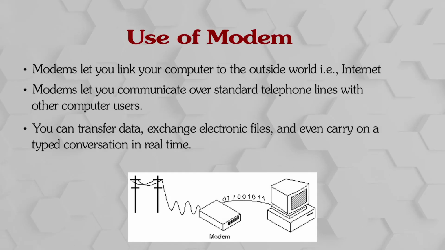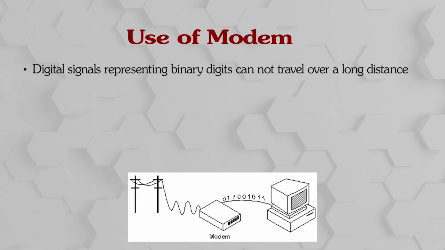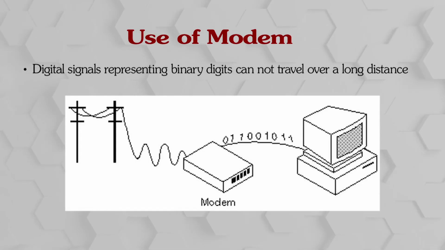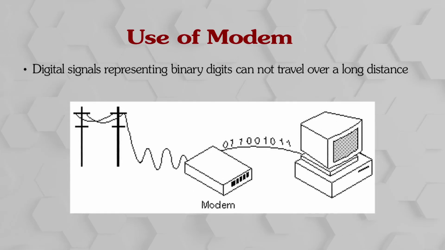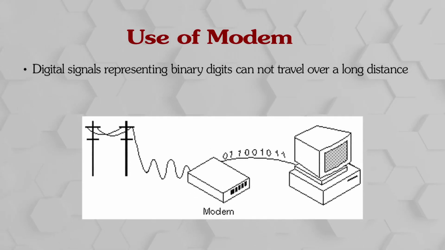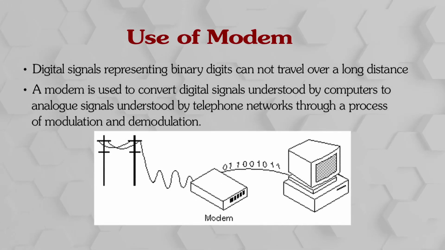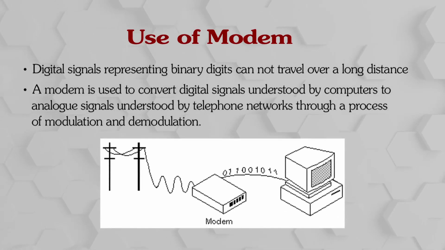So what is the use of a modem? Let's be more specific now. Digital signals representing binary digits cannot travel over a long distance. This is the limitation of digital signals. A modem is used to convert digital signals understood by computers to analog signals understood by the telephone network through a process called modulation and demodulation.